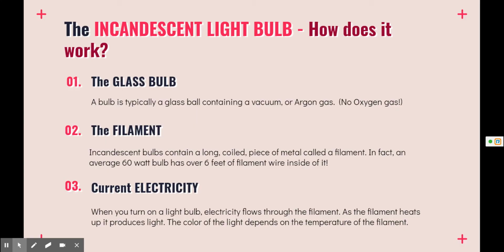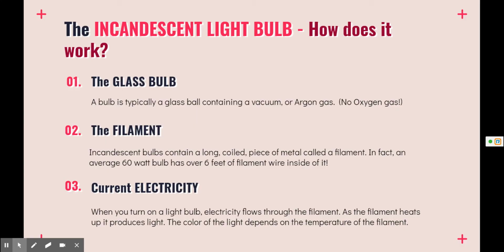Inside that glass bulb, we find the filament. Incandescent bulbs contain a long, coiled piece of metal called a filament. In fact, an average 60-watt bulb has over 6 feet of filament wire inside of it.